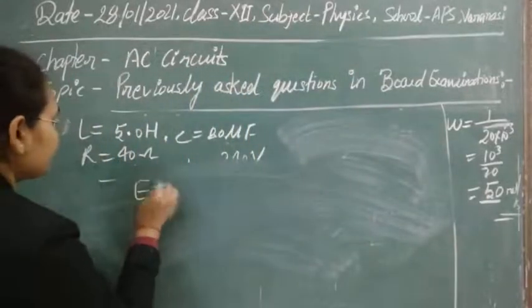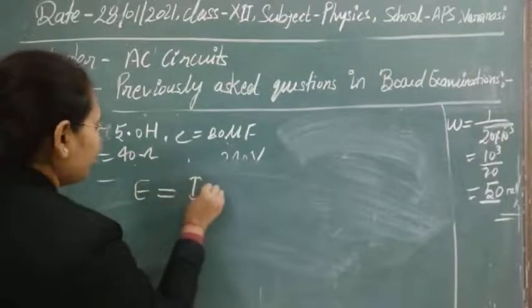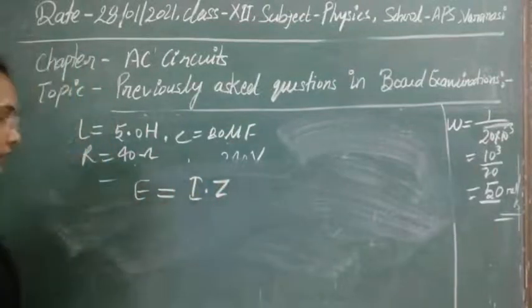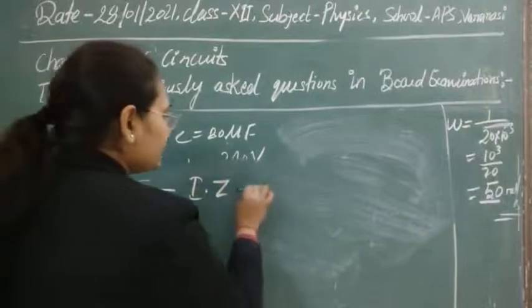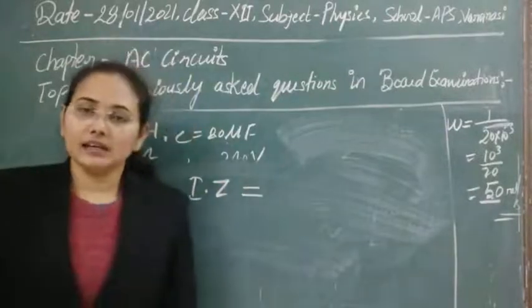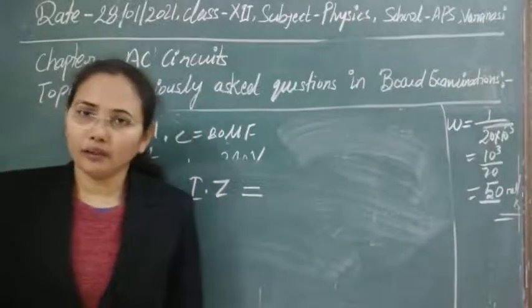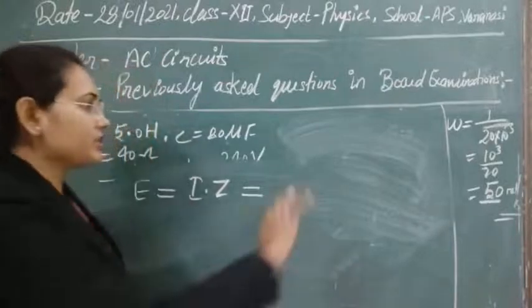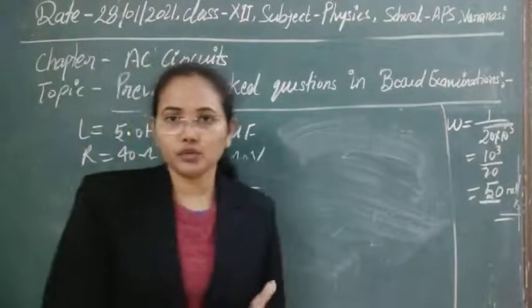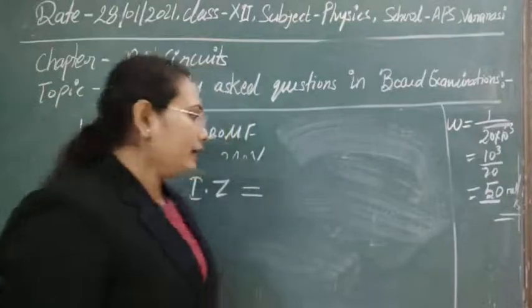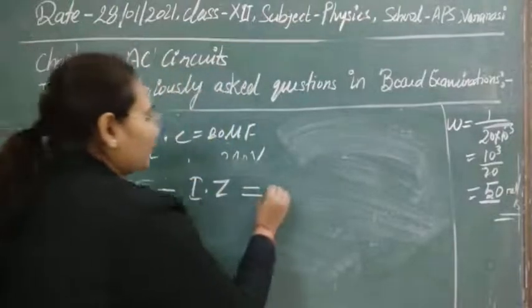As we have this, E is equal to I into Z. And you know that the current in the circuit in case of series will be the same in all the components. Obviously that is the same, and we have just found out the value of current. I have told you how to find it, and after finding it, put the value of current here.